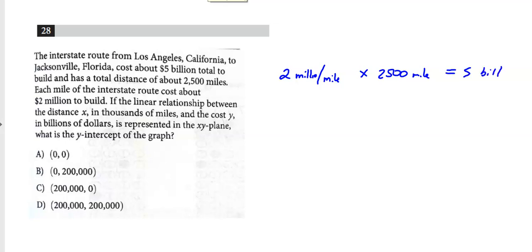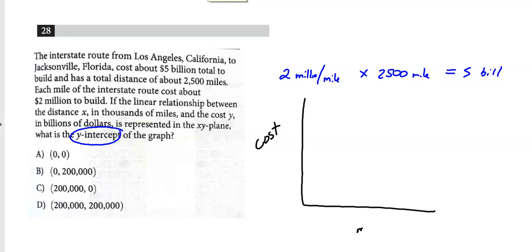So if the linear relationship between the distance in thousands and the cost in billions, okay, what is the y-intercept? So let's think about if we graph this and we had cost and we had the number of miles. Well, the y-intercept is when x equals 0. When we have 0 miles, it's $0. We haven't fixed anything. So our chart would actually start right here. If you do 0 miles, it costs $0.